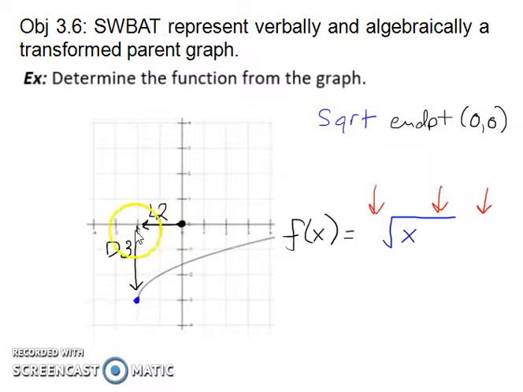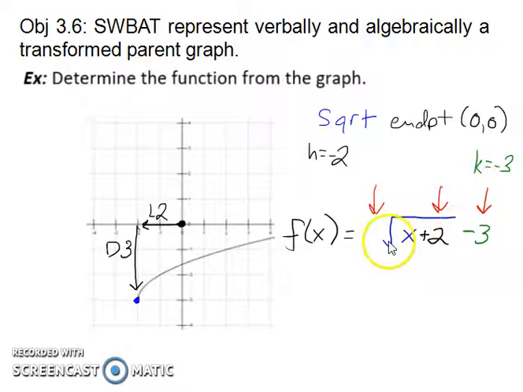So left 2 means that h is negative 2. And if h is negative 2, then I'm sure you guys remember that that means there is a plus 2 on the inside of this function. Next thing is about k. If it's gone down 3, then that means that k is negative 3, and that means that there's a minus 3 on the outside of the function. So that's after where the square root ends.